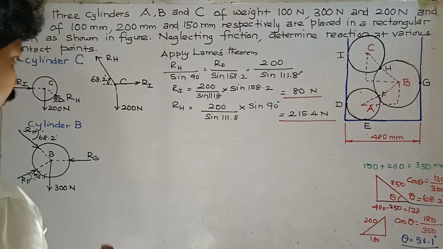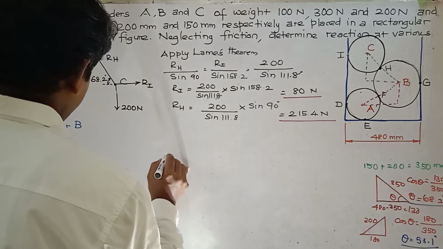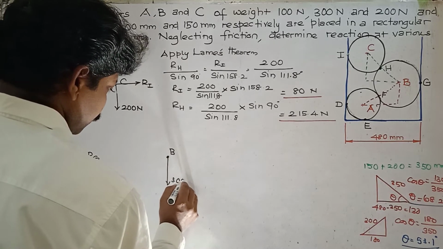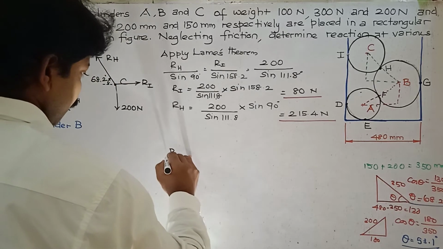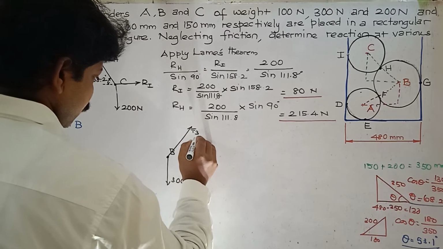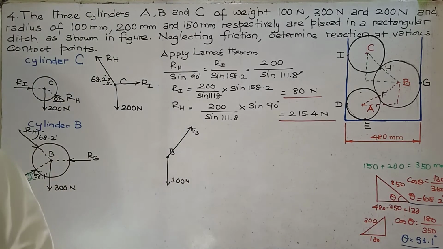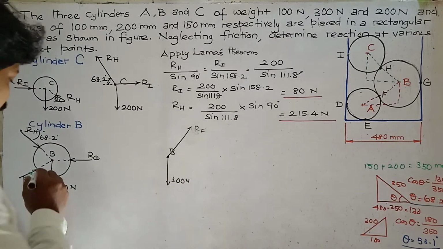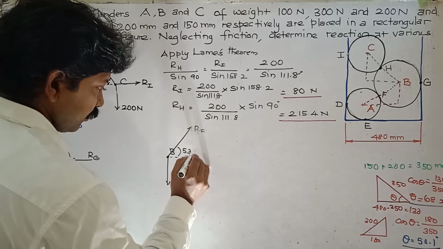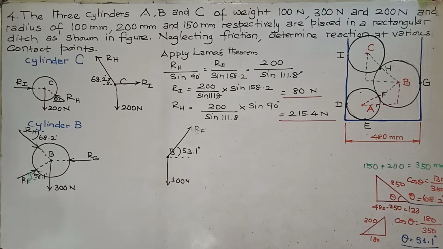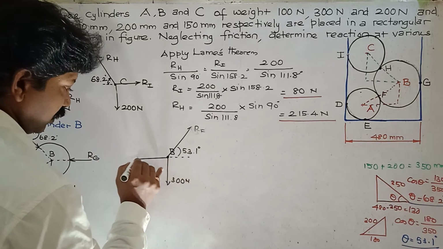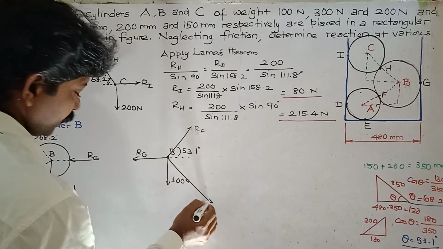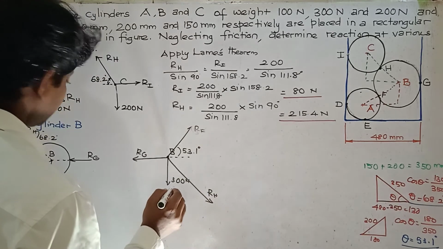Now move to the line diagram. At point B, inclination 300 Newton, RF with horizontal 53.1 degree, and RH with horizontal, RH with horizontal 68.2 degree.